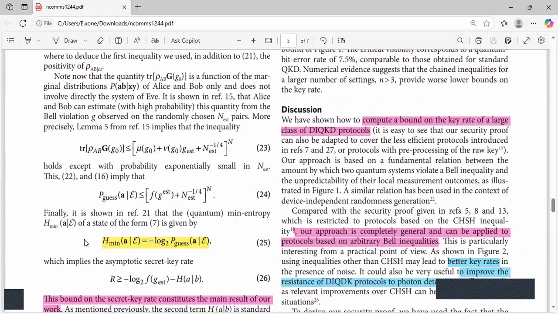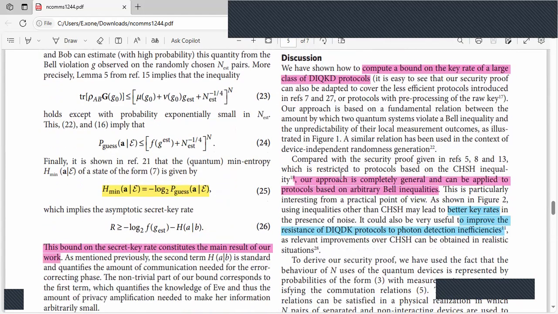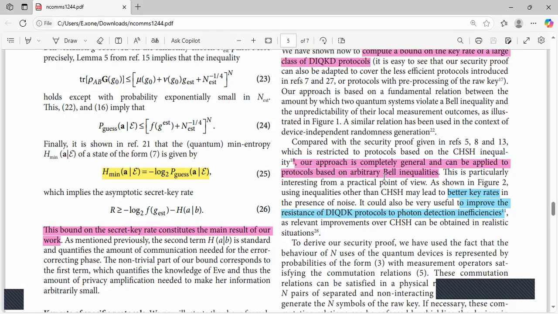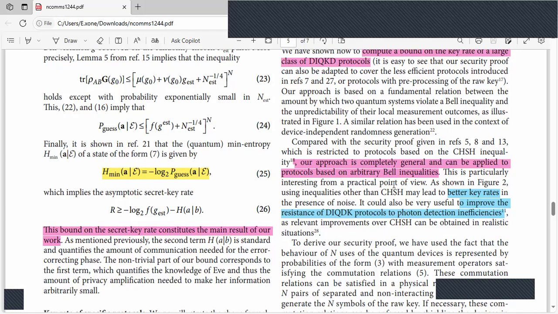And the discussion they give is worth discussing. They compute a bound on the key rate for a large class of device-independent QKD protocols, and their approach is quite general, and it could be applied to any Bell inequality, whether it is the CHSH inequality or any higher dimensional inequality for high dimensional states. And the general inequality gives us better key rates, and it improves the resistance of device-independent QKD protocols to photon detection efficiencies.